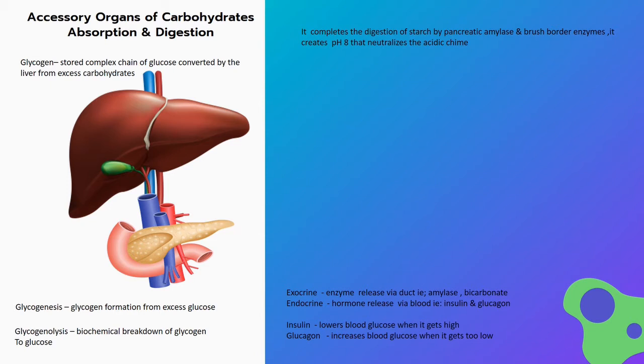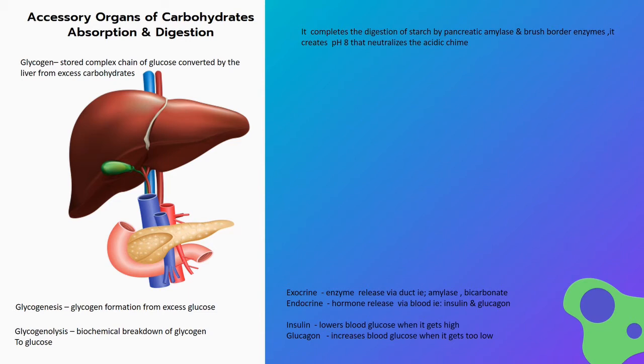Now, insulin is necessary if there is very high blood glucose in your body, in cases of hyperglycemia. And glucagon is the opposite of that. It increases the blood glucose when it gets too low, in order to release the glycogen.